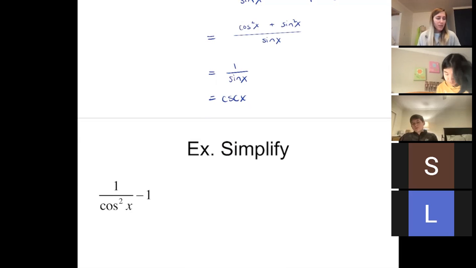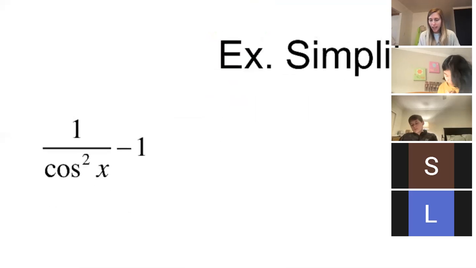Let's give this next one a go. Let's do a new color. Feeling green. Okay. 1 over cosine squared minus 1.